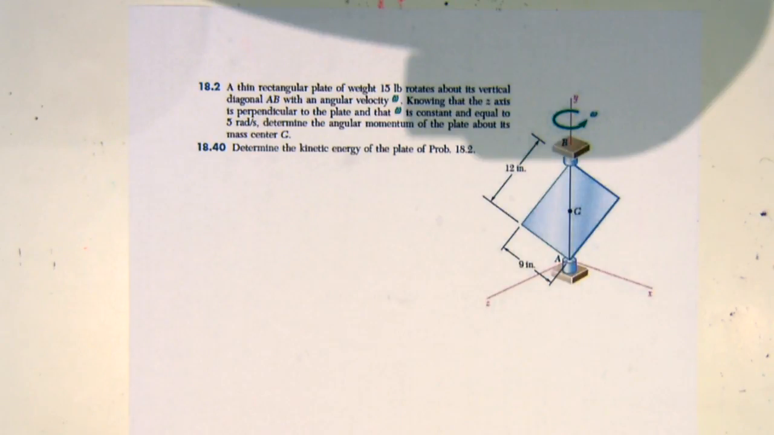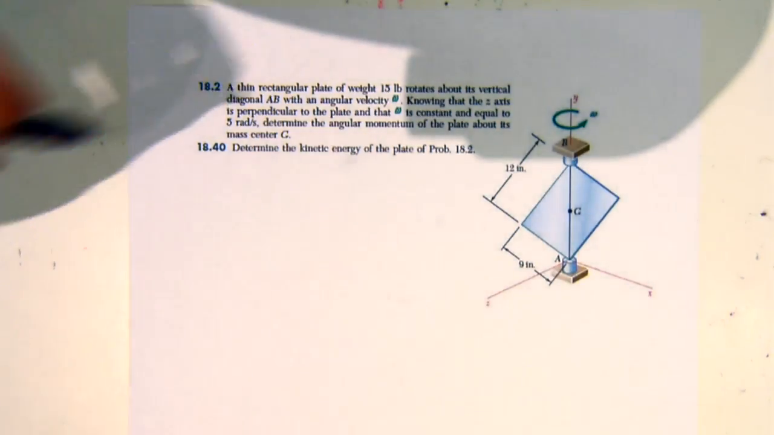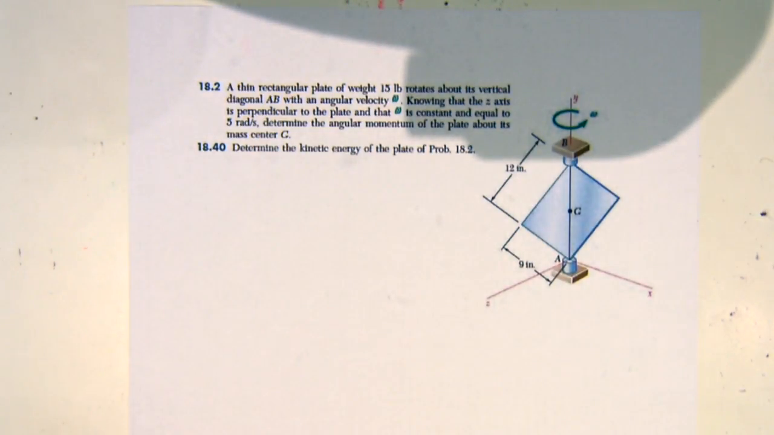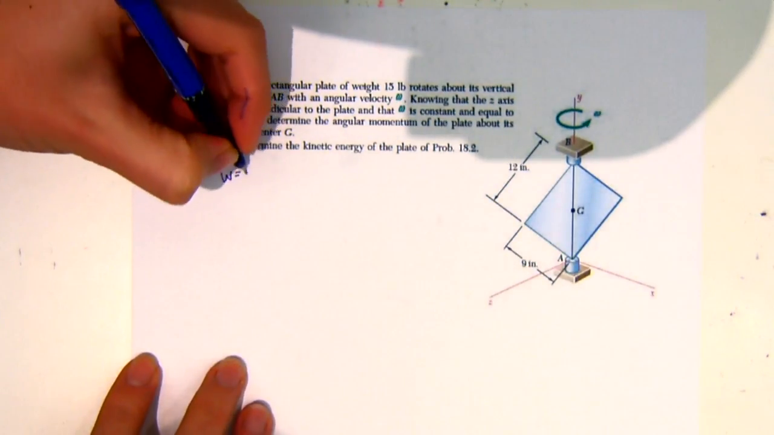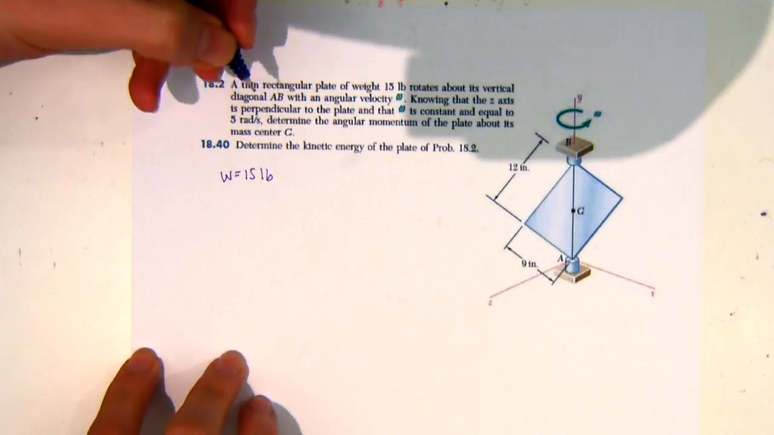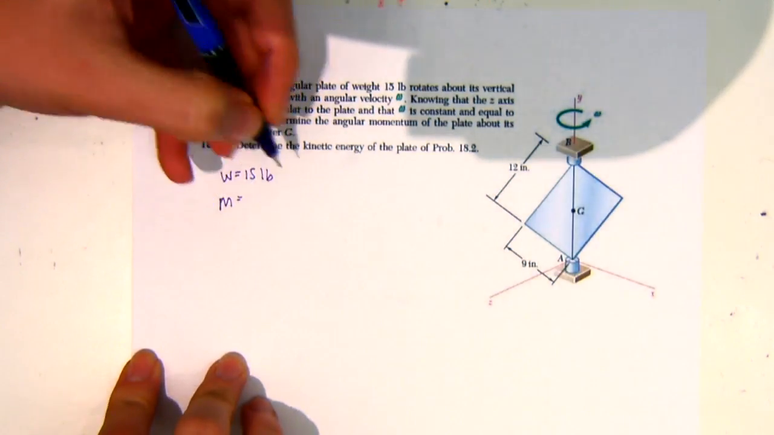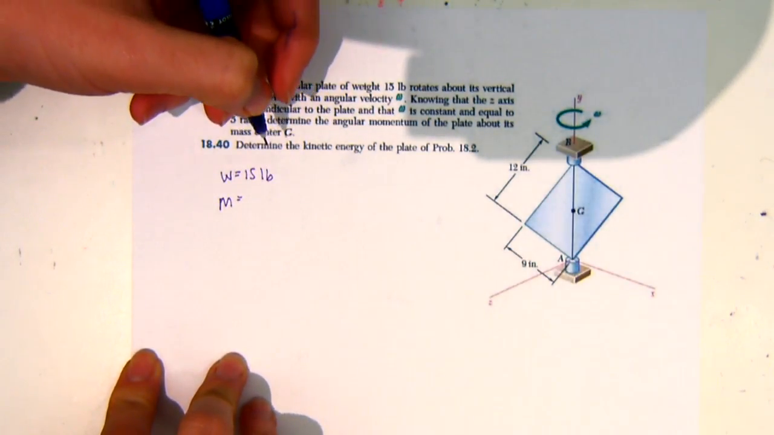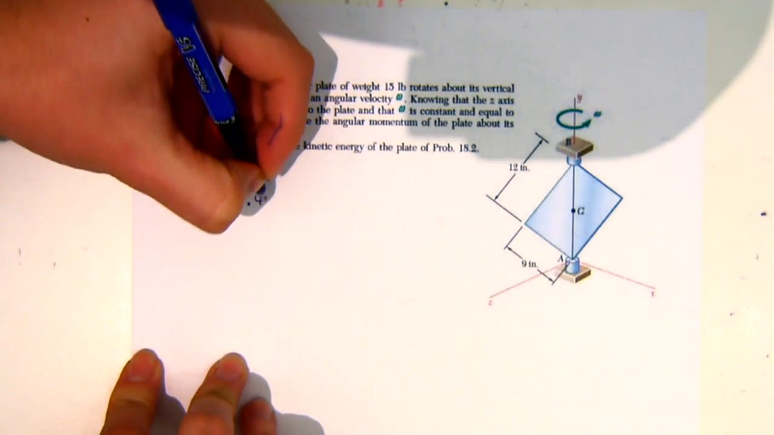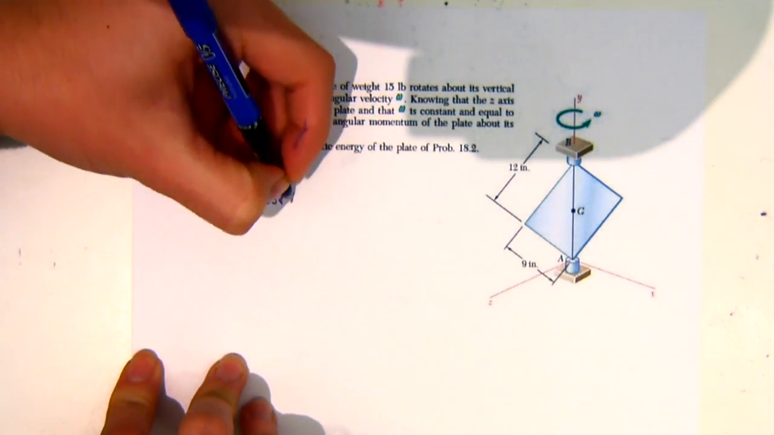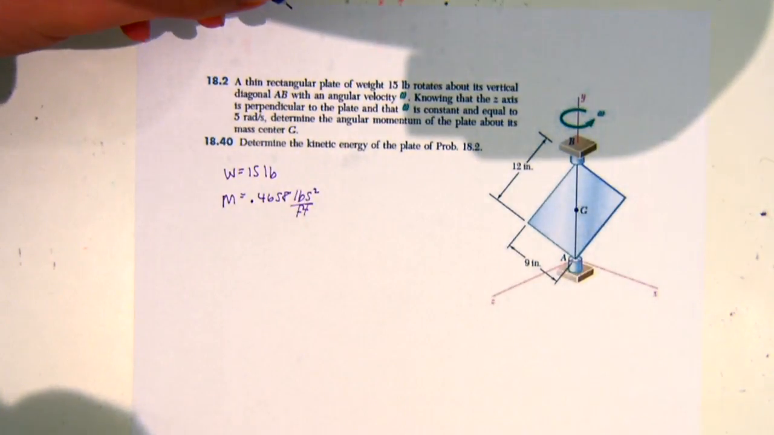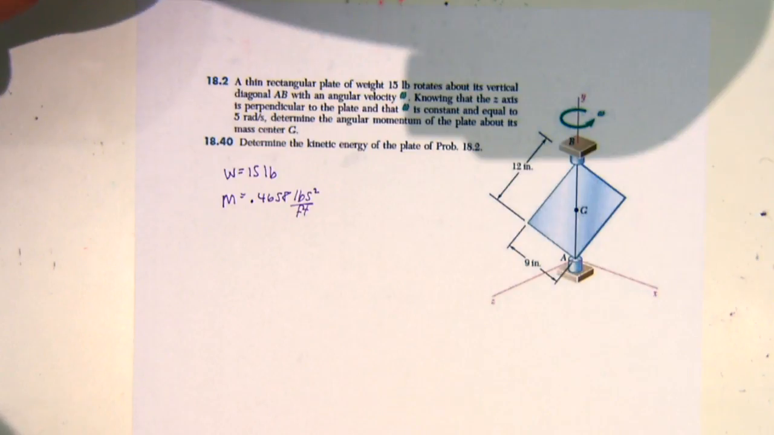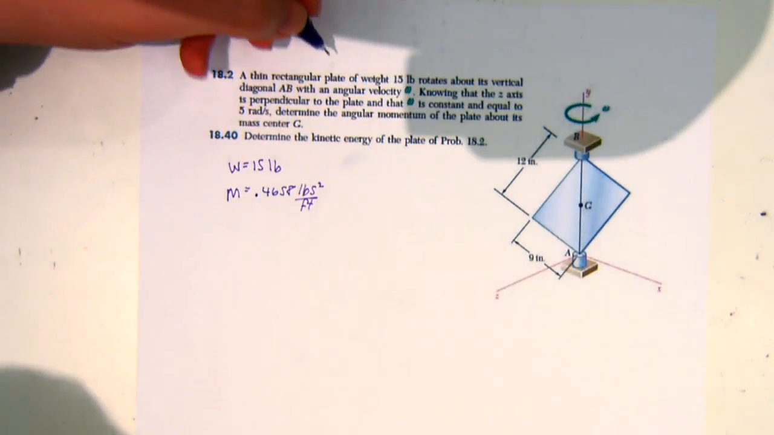It says, a thin rectangular plate of weight 15 pounds. So I know W is 15 pounds. So my mass is 15 divided by 32.2, which is 0.4658 pounds second squared per feet. Rotates about its vertical diagonal AB, so it's rotating about AB with an angular velocity of omega.